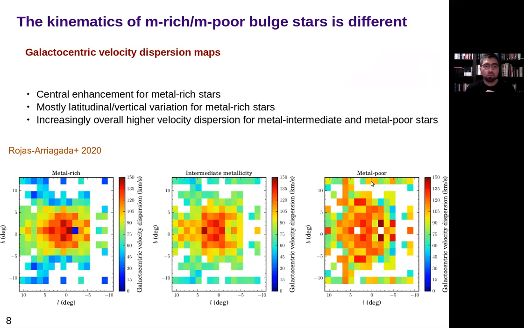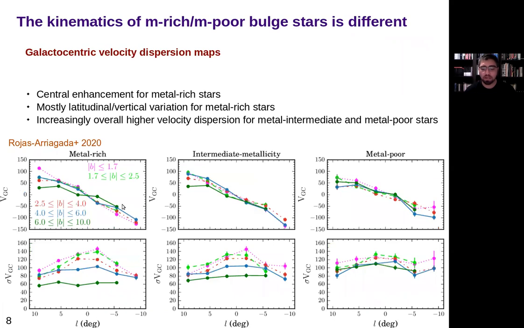We can look instead at the galactocentric velocity dispersion maps. Here, each pixel is the dispersion of velocity of stars corresponding to metal-rich, metal-intermediate, and metal-poor components. We see overall that there is a central enhancement for metal-rich stars, where the variation is more vertical than for the others, and you see that vertically the kinematics becomes colder. But for the more metal-poor populations, they have an overall higher velocity dispersion all over the bulge area. And the variation, if there is some variation, is mostly radial rather than vertical.